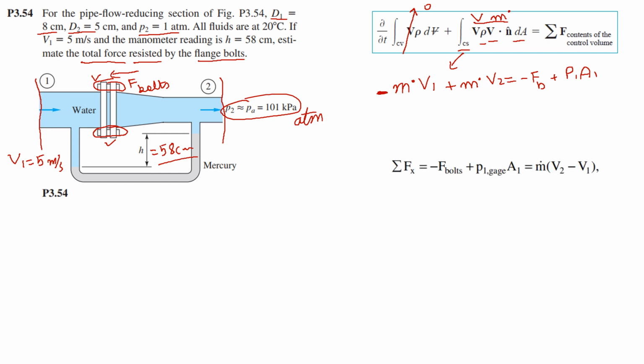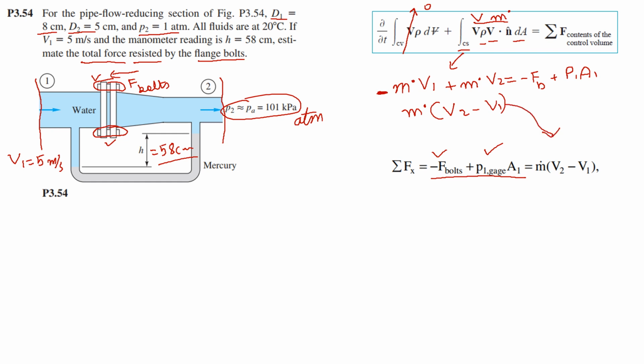So this is how our equation will look when we refine it a little bit. These are the forces required by the bolts, and the pressure force at point 1, and this will come out to be m dot. By taking m dot common, we can write this as V2 minus V1. So this comes out to be on the right hand side of this equation.